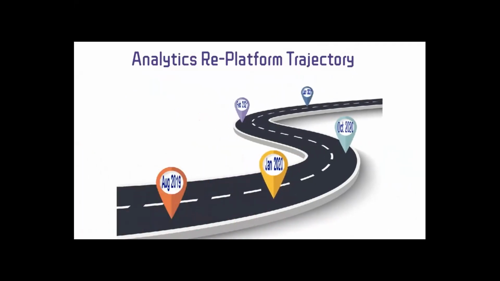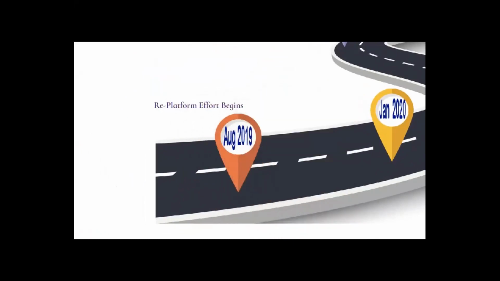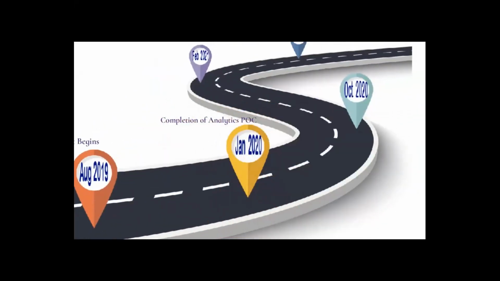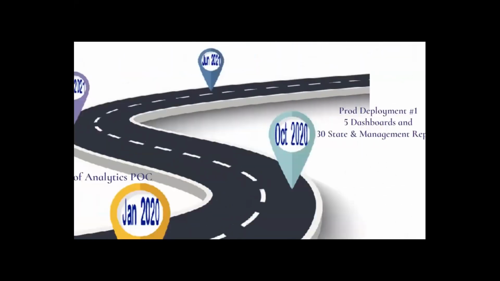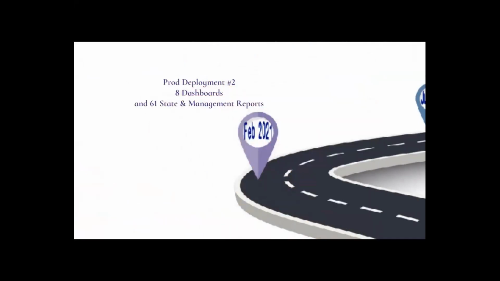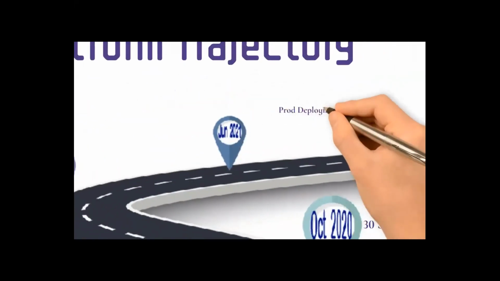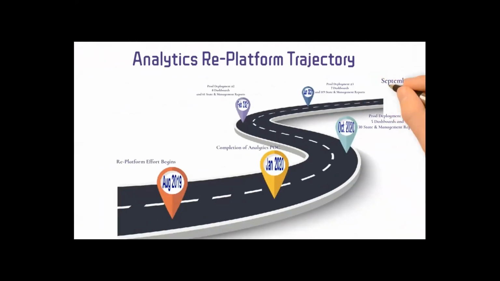The trajectory to where we are has been challenging yet very rewarding, as we have thus far successfully completed 2 major deployments to production, which combined consisted of 13 dashboards and 96 data management reports, fully replatformed to the new tool. Our third major deployment is just around the corner, which will consist of 7 additional dashboards and 119 data management reports. We are on track in our timeline to replatform all C4 dashboards and reports by the time C4 goes live in September of this year.